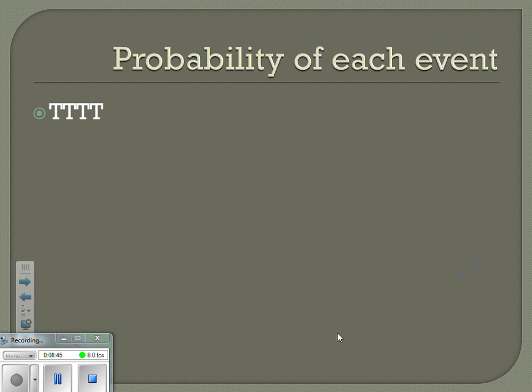So let's look at the probability of each event. The probability that we get a tails, and a tails, and a tails, and a tails. Right, so that would be 0.5 times 0.5 times 0.5 times 0.5 for a grand total of 0.0625. Right? So that's the probability that we get 0 heads. That would have been the probability that y equals 0.